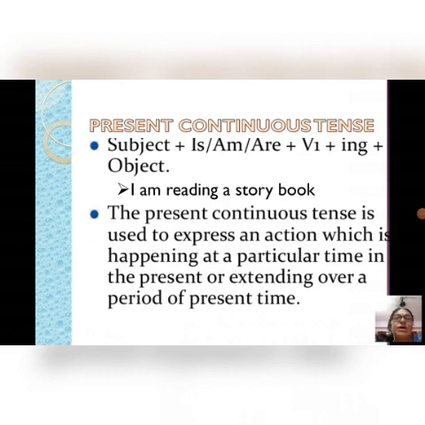Now see the structure of present continuous tense. Subject plus is, am, or are plus the ing form of the verb plus object. Now we may use this tense in a sentence like this: I am reading a story book.